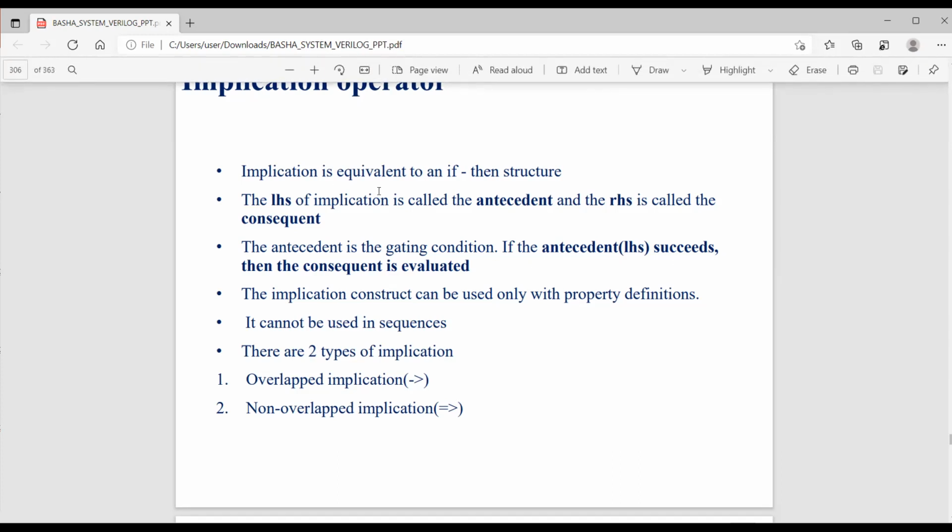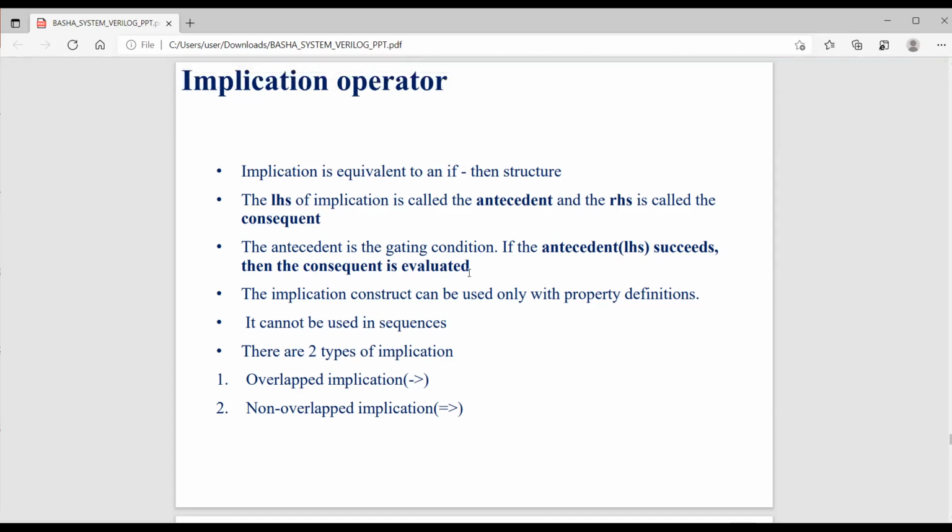Implication is equivalent to an if-then structure. The LHS of implication is called the antecedent, and the RHS is called the consequent. If the antecedent succeeds, then the consequent is evaluated. So if your LHS side is true, then only your RHS side will get evaluated. If it is false, then your RHS side will not get evaluated. That's what the implication operator does. This construct can be used only with property definitions. It cannot be used in sequences.